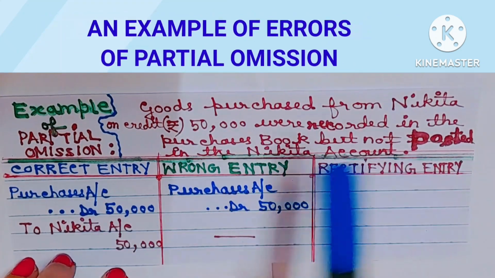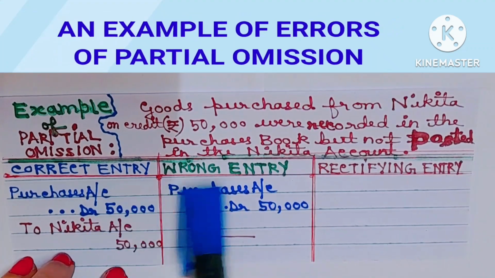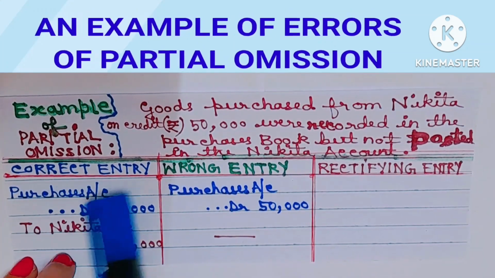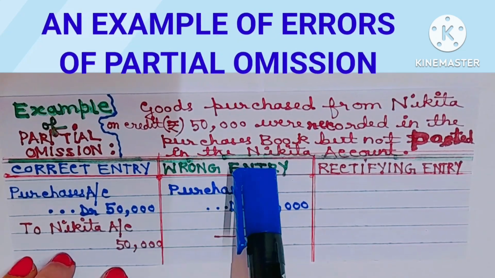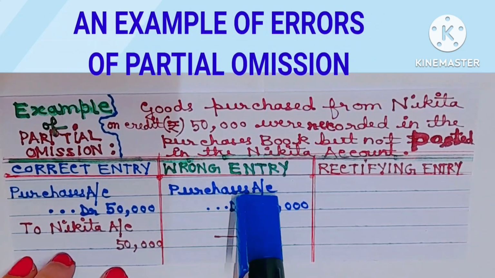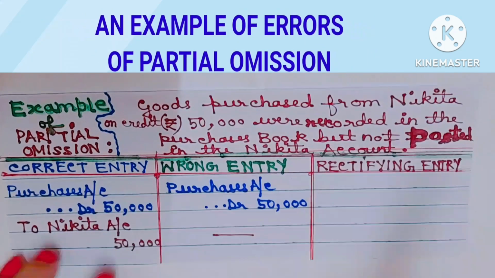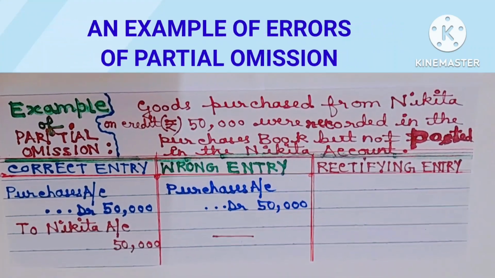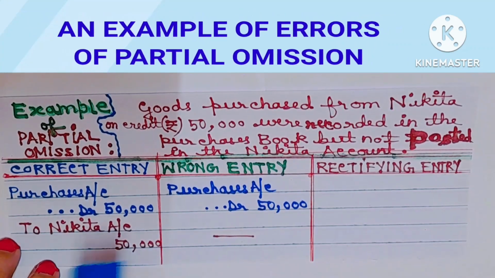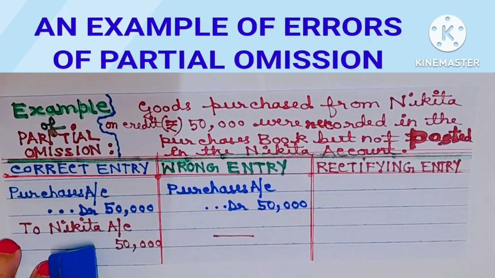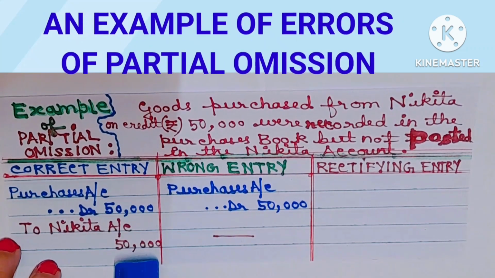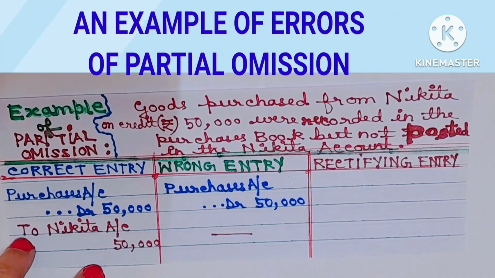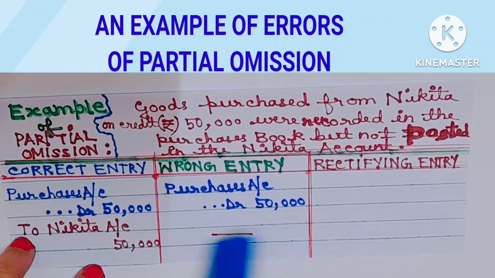I told you the technique: compare the correct entry with the wrong entry. On the debit side, purchases account 50,000. On the debit side of the wrong entry, purchases account 50,000. So leave this. This is correct. You don't have to do anything. No rectification will be done. Now let us see the credit side. To Nikita account 50,000 in the correct entry. But in the wrong entry, nothing has been posted in the Nikita account.